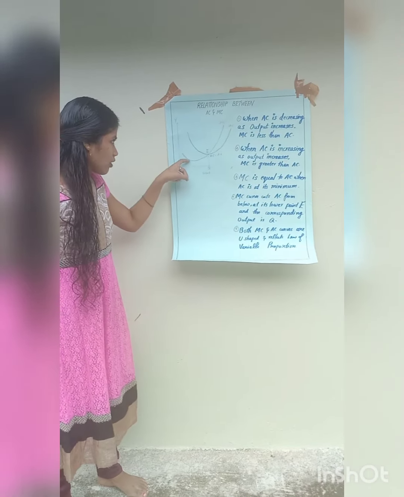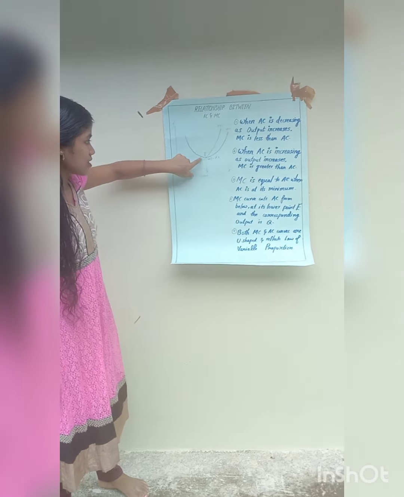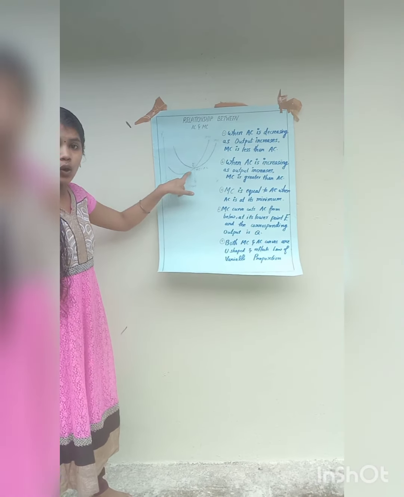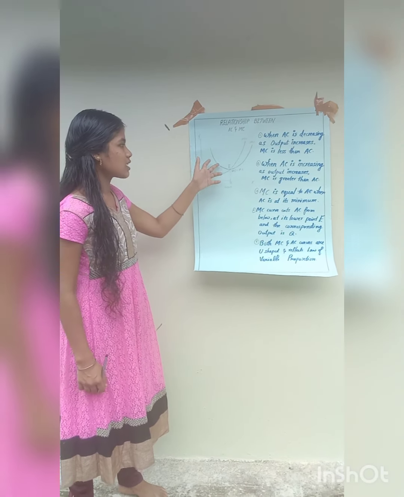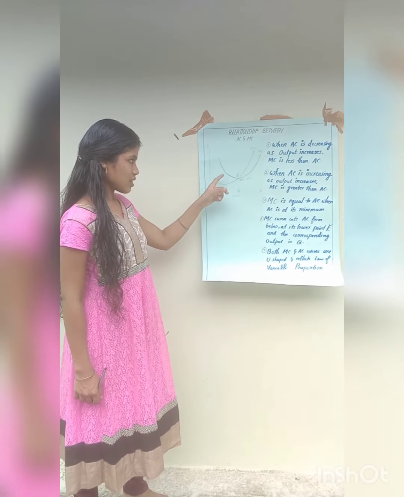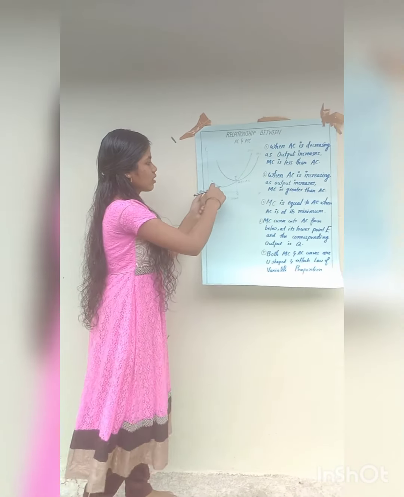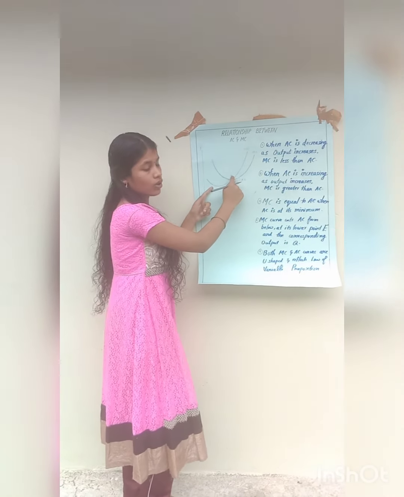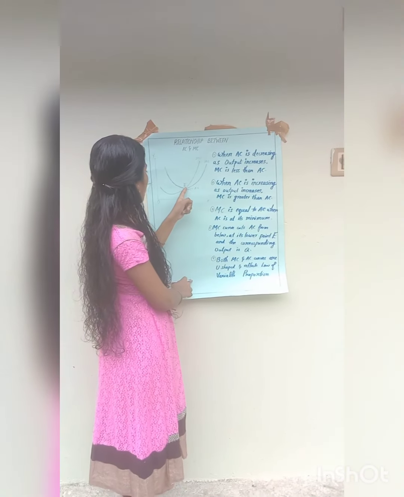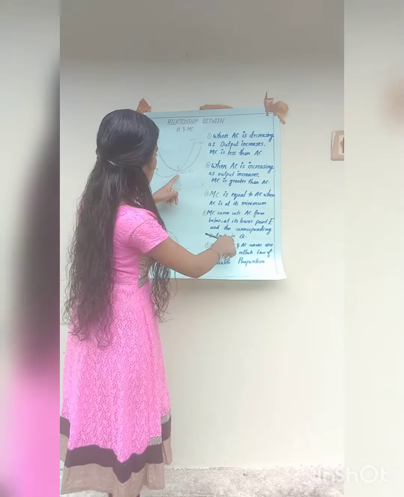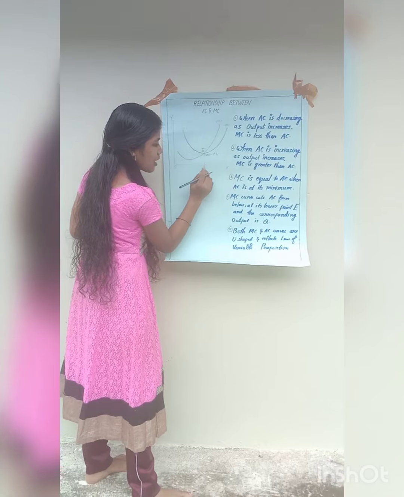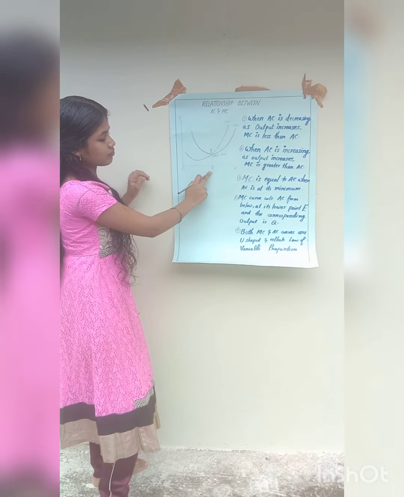Yes, the MC curve, look into this figure. The MC curve is cutting the AC curve from below. It's not cutting the AC curve from above, but it's cutting the AC curve from below. At the point E, the corresponding output is marked here, that is Q.